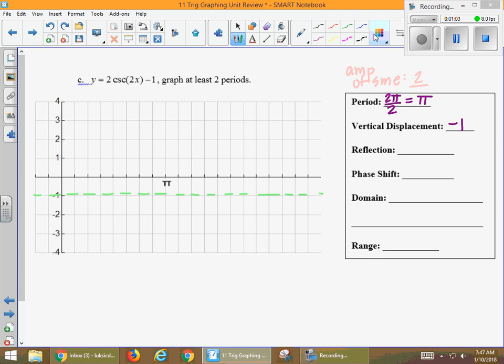I don't have any reflection, so I'm going to start on the midline. The period of my function is pi, so I'm going to be back on the midline by pi. My amplitude is 2, so halfway in between 0 and pi, I'm going to cross the midline. It's 4 spaces out. Again, no reflection, so I'm going to go up and then down. Make sure that all of your curves are evenly spaced. All right, it says graph at least 2 periods, so I will do that.